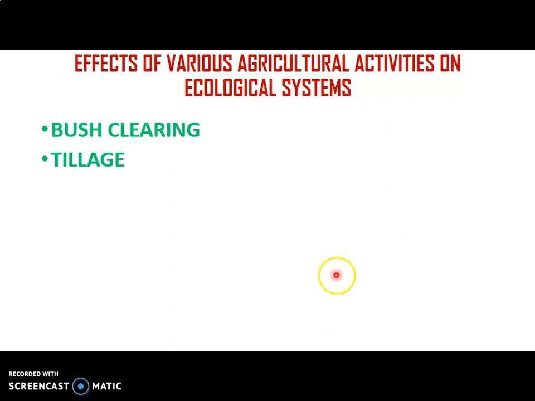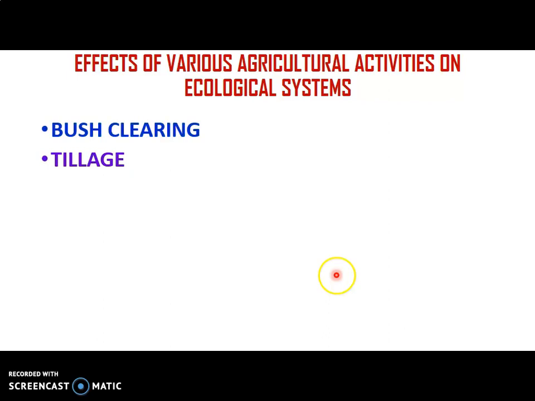But another positive effect of tillage is that it helps to prepare a seed bed. It kills weeds also. And it incorporates nutrients and manages crop residues. This is a positive effect of tillage.